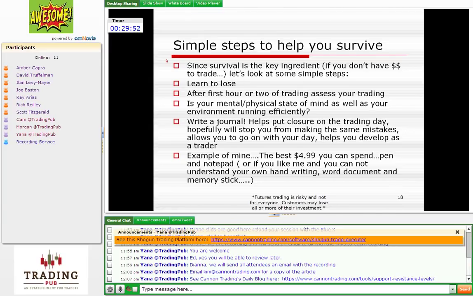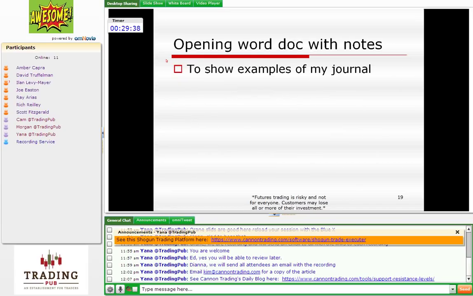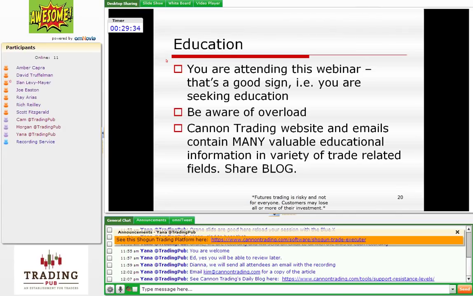So yeah, that's the $4.99 that we put in the invitation, but if you're like me, I cannot understand my own handwriting, doesn't matter if I'm writing in Hebrew or in English. I have terrible handwriting, so I just use a Word document. I save it on my Google Drive. I save it on my memory stick. I just showed you examples of my journal. And I'm going to continue on to the next step here.